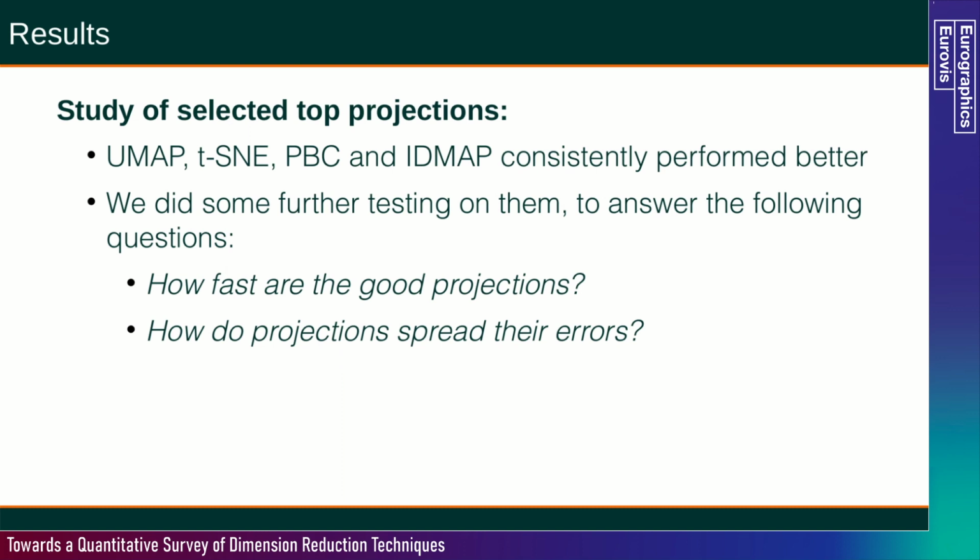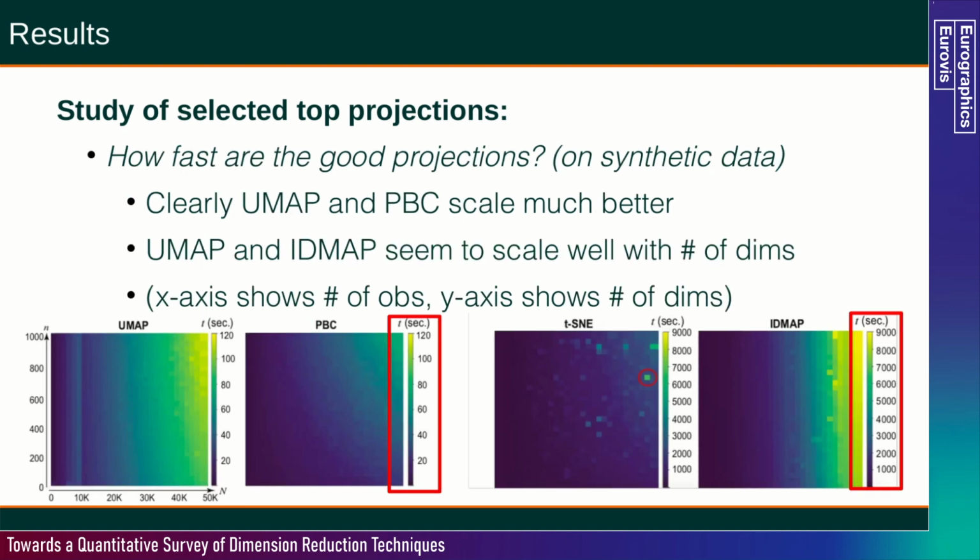So, therefore, we did a study of selected top projections. As I said, UMAP, TSNE, PBC, and IDMAP consistently performed better, and we did some further testing on them to answer the following questions. How fast are the good projections, and how do projections spread their errors? Okay, so how fast are they? Clearly, UMAP and PBC scale much better. If you notice the red boxes, you can see that the time scale is pretty different between the 2 pairs of plots. And UMAP and IDMAP seem to scale very well with the number of dimensions. Okay, so this is an interesting result.